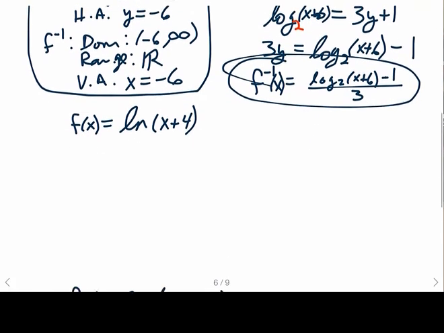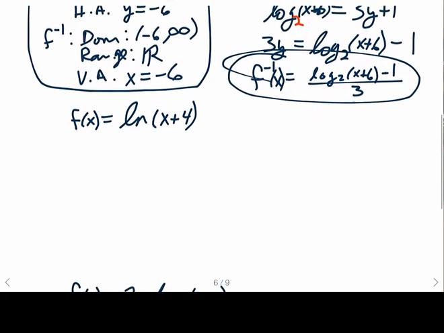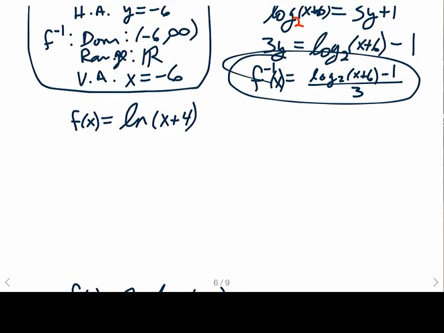Next, we're looking at f of x is equal to the natural log of x plus 4. This is a log, so we're finding the inverse of it, and that inverse is going to be an exponential function. I think I want to hold off on writing down the domain and range. First, we're going to find the inverse using the switch and solve technique. So x is equal to the natural log of y plus 4.